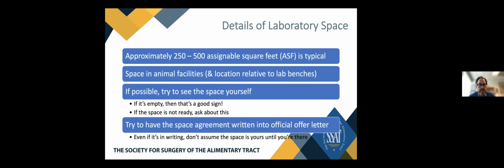If possible, you need to try to see the space yourself before you sign on the dotted line, because, going back to that prior slide, there can be a lot of nuances and potential variables there. Finally, make sure that the space agreement is written into your official offer letter. Even if it's in writing, don't assume everything's finalized until you are there.